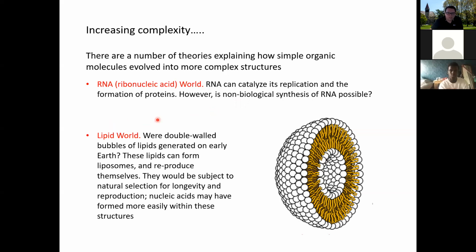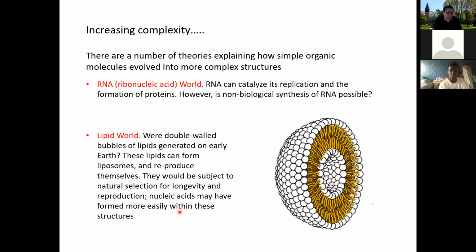The second theory is a similar but lipid world, where you actually start getting double-walled bubbles of fatty cells, organic fats, made theoretically by inorganic processes, and they can be generated by some sort of interaction, perhaps controlled by lightning strikes or the energy from ionizing radiation or something like that. And they can form things like liposomes that could, over time, be able to reproduce and create things like nucleic acids that could be made from these components.